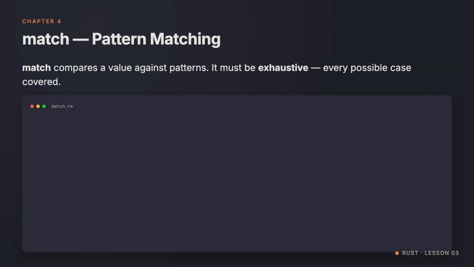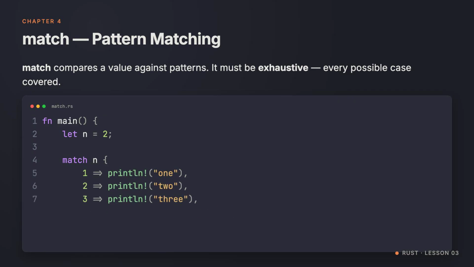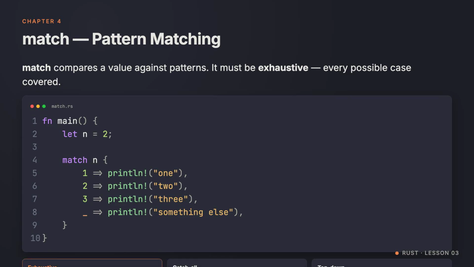Match is Rust's pattern matching construct, and it's one of the most powerful tools in the language. You give it a value and then list a series of patterns, each paired with code to run. Rust checks each pattern in order and executes the first one that matches. At a glance, match looks a lot like a switch statement from C or Java. But match has a feature that fundamentally changes what you can do with it. It must be exhaustive. Every possible value of the matched type has to be handled somewhere. If you leave out a case, the compiler refuses to build your program.